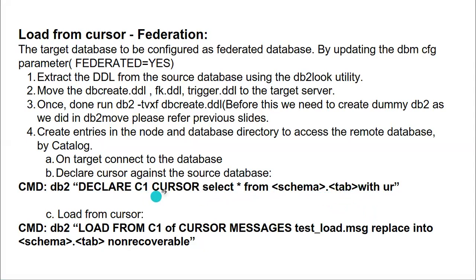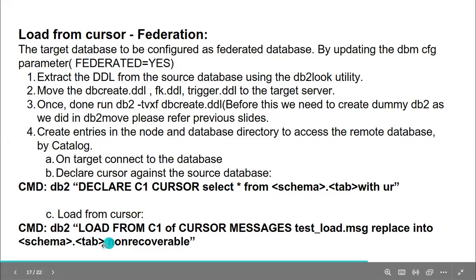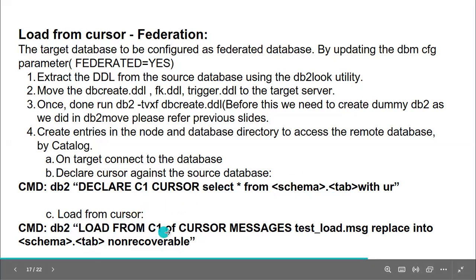Once you declare the cursor, everything will be there in memory. C1 is like a parameter defined, or memory, I would say, where all the select star from the table is loaded. Then load from the cursor. Use the DB2 load from cursor C1 of cursor, messages will be stored in test_load_message if anything goes wrong, replace into schema. Replace means if anything exists in the target, it will replace it and load new. You can put insert as well. So there are other options with load which you can use.